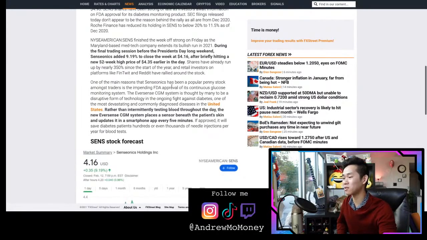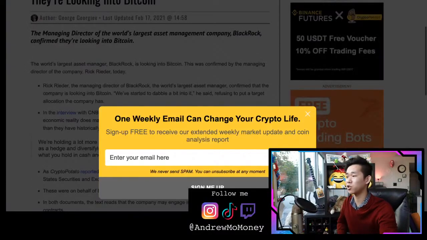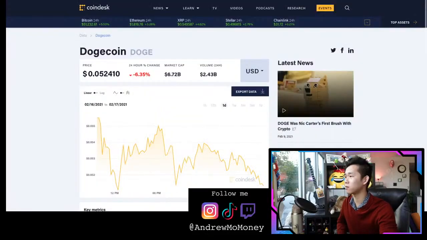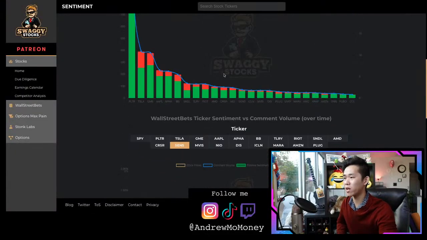One of the main reasons that Senseonics has been a popular penny stock amongst traders is the impending FDA approval of its continuous glucose monitoring system. So as we are talking about this technology, let's make sure that we are going to consider swaggy stocks as well.